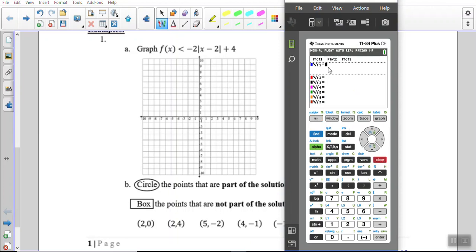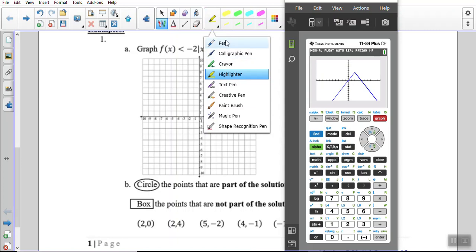Since my graphing calculator has equal, I just have to first draw my absolute value symbol. So we're going to graph, I have negative 2, math, numbers, x minus 2, plus 4. We're going to graph it, and I'm just going to try to get the graph on this.